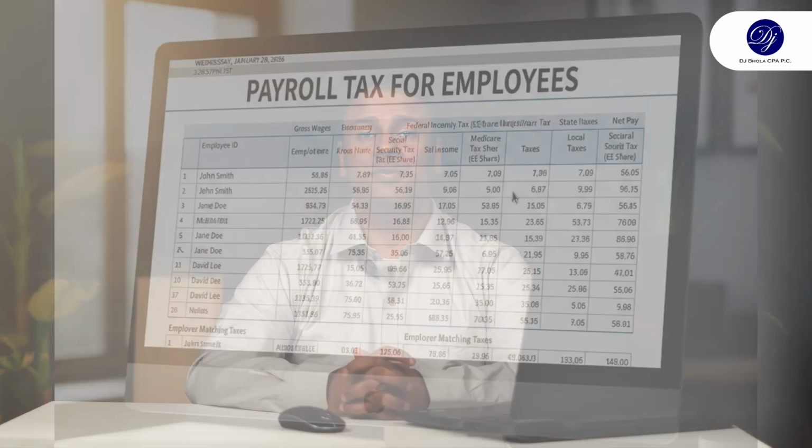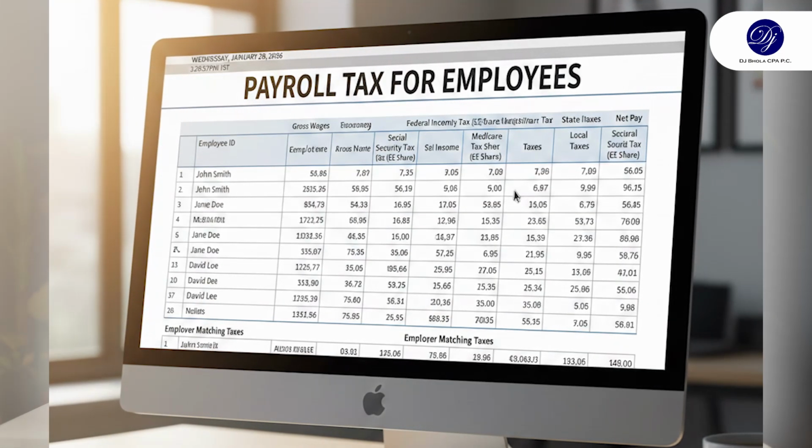Tax number four, payroll taxes for employees. Dental practices also pay payroll taxes for staff compensation. This includes the employer's portion of Social Security, federal unemployment taxes, and state unemployment taxes. This doesn't show up as income tax, but it is a real cash cost of employing a team.